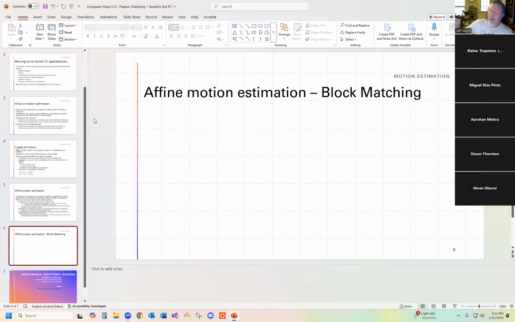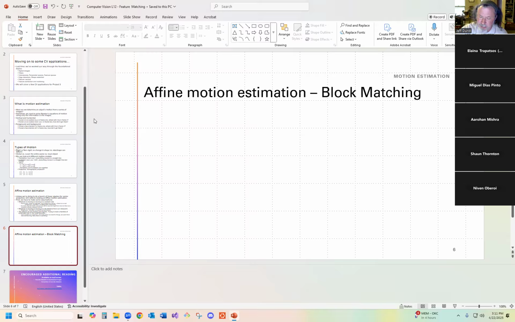So the best way to do, and there's never really an objective best, but in my opinion, the best version of affine motion estimation is what's called block matching. And it is exactly what it sounds like. You're basically segmenting your image into blocks and then looking at how these blocks move across the image.